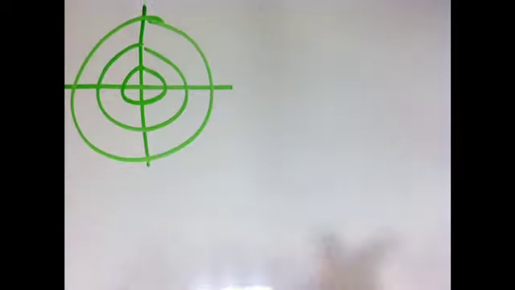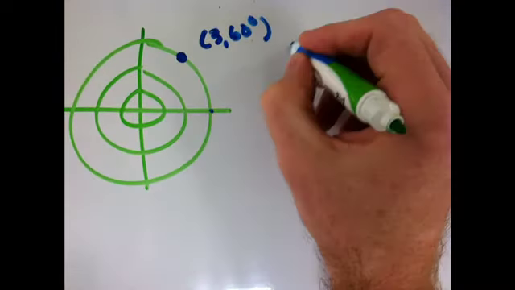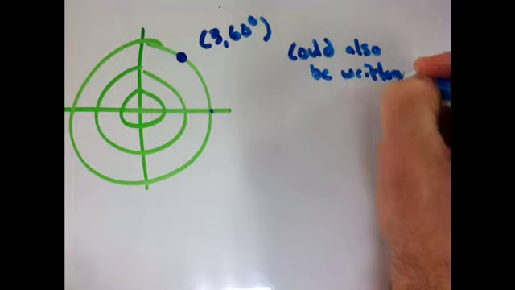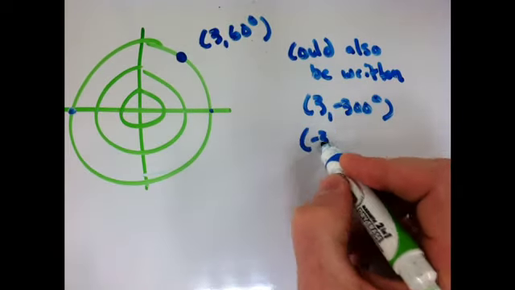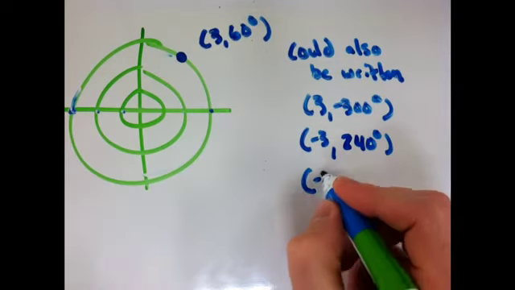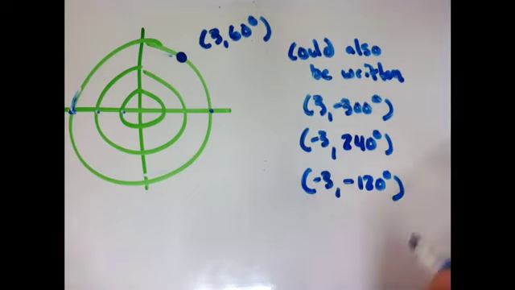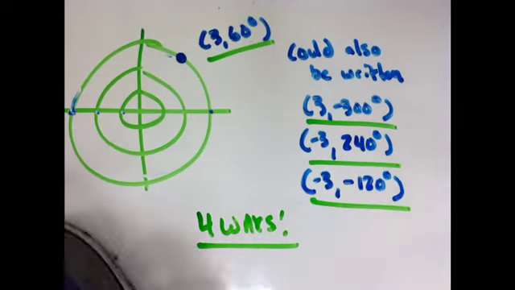Every polar coordinate can be written 4 different ways. So I'll give you an example here. Let's just go out radius 3, up 60. I could also write that with a positive 3 radius, but go negative 300 all the way around. I could go negative 3 and then positive 240. I could go negative 3 and then sneak in the back door and go negative 120. All those are the exact same point. 4 different ways to write one point.